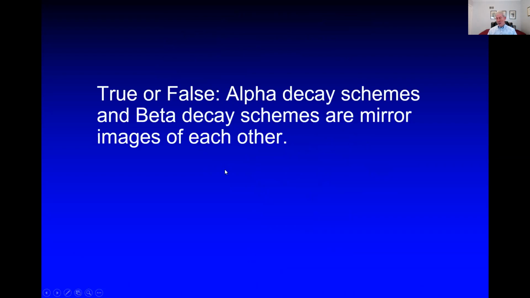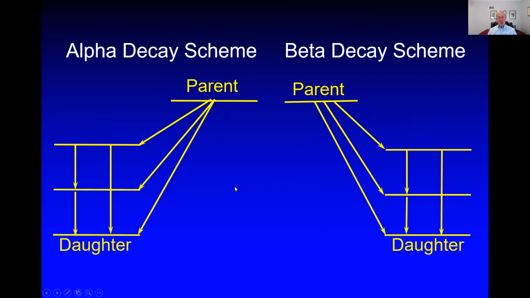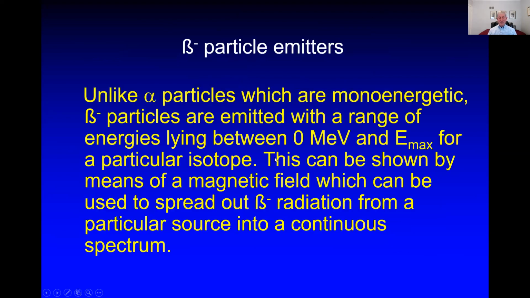True or false? Alpha decay schemes, the more complex ones, mirror the beta decay schemes. They have mirror images of each other. So I'll show you a diagram and you can decide for yourself. This is a mirror image, the complex alpha decay scheme and the complex beta decay scheme. The only difference is that the lines here are going down to the left for alpha and down to the right for beta. And they all have these excited levels going to ground.